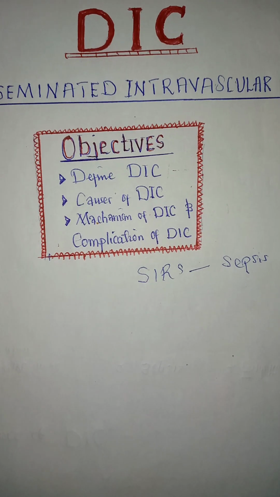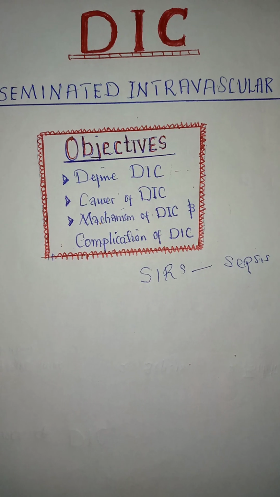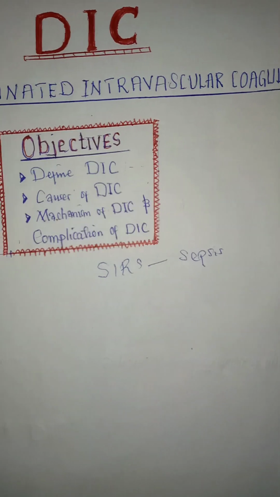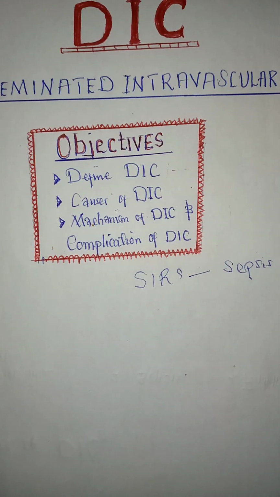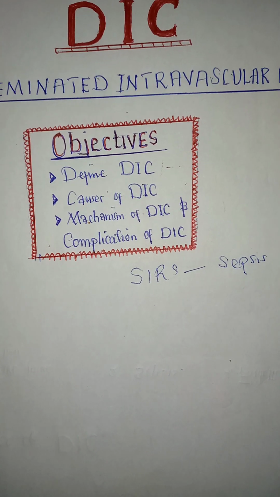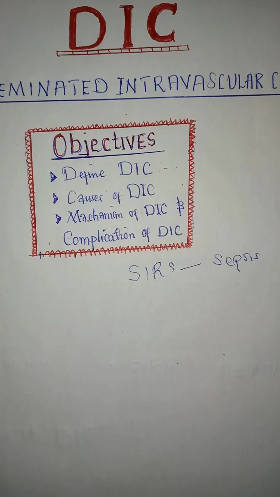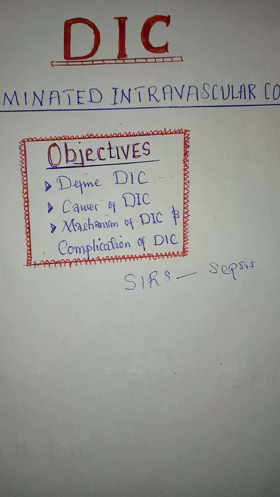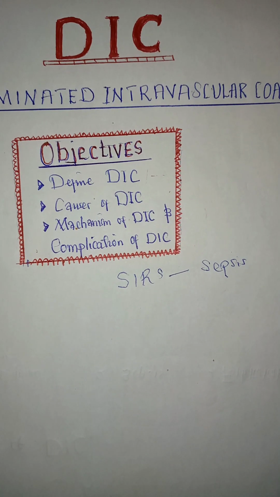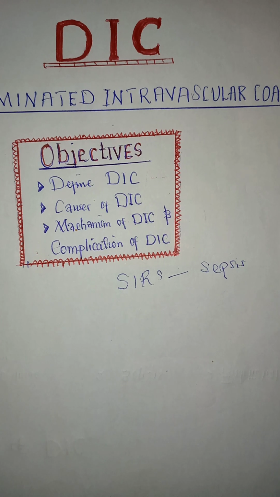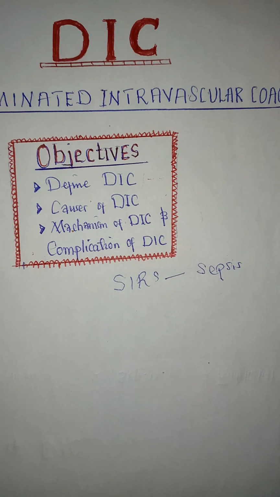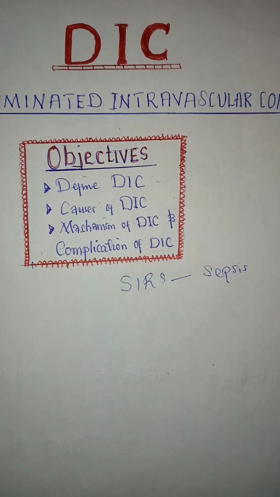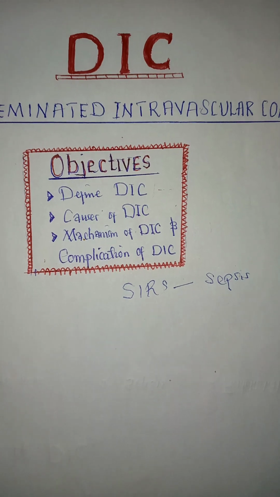In today's video, we're going to look at DIC. DIC is basically disseminated intravascular coagulation. It is one of the important clinical conditions which we need to understand how it comes about. We're going to discuss what DIC is, the causes of DIC, the mechanism of DIC, and the complications of DIC. So we're going to stick to this objective. Without wasting much of our time, let's get into it.